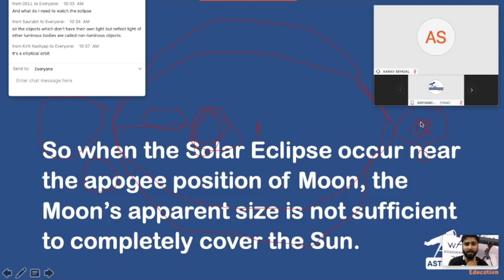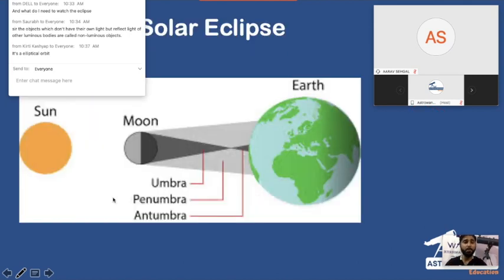So when the solar eclipse happens, when the moon is around the apogee, that is, the moon is smaller, the moon is not able to completely cover the sun. It goes inside the sun while passing over it, and you can still see a ring of fire around it, and this particular ring of fire event is called the annular solar eclipse.